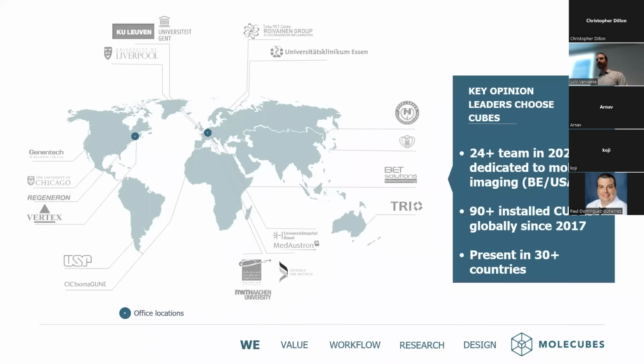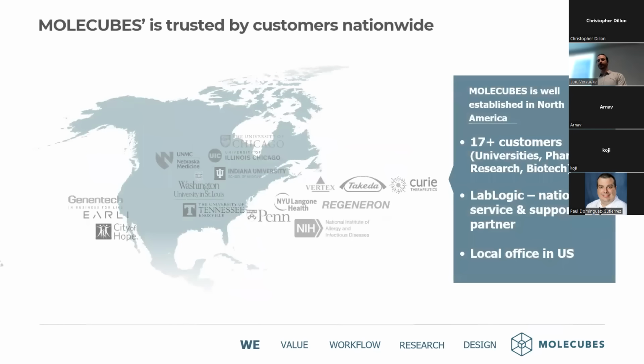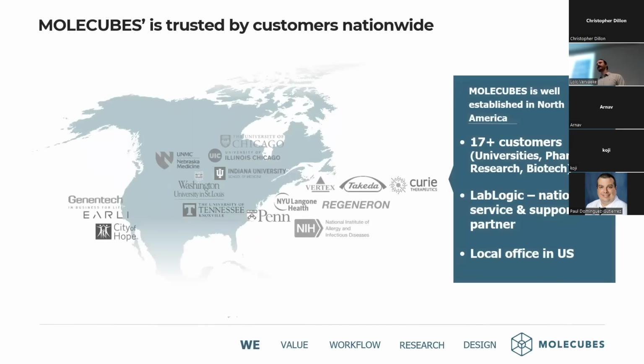So Molecubes, even though we're still young-ish in industry terms, with now 6 years on the counter, we've grown quite nicely over these 6 years. We're now a team of 24 people, most of us still based in Belgium, a few people in the US and in China. But now already 100 cubes. It's an outdated figure, but we have 100 cubes installed worldwide in pretty much all major countries. In the US specifically, it's really in the past 3 to 4 years that we've grown quite a lot.